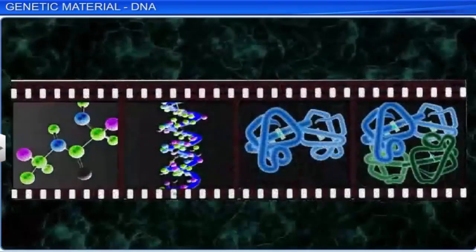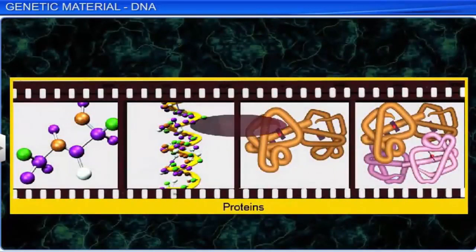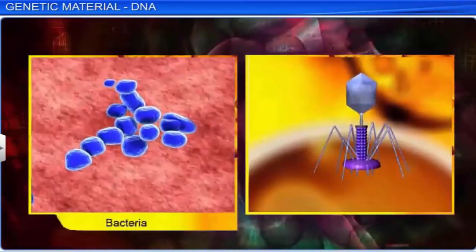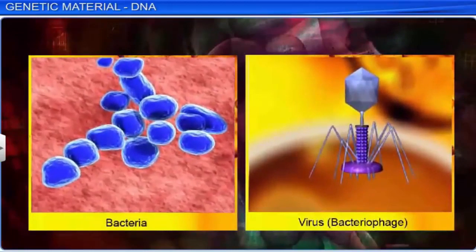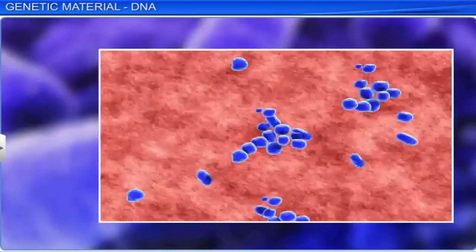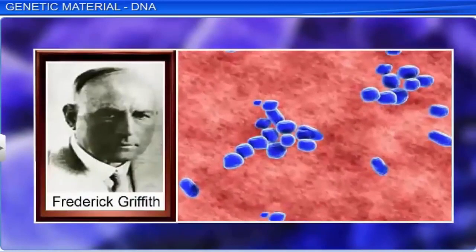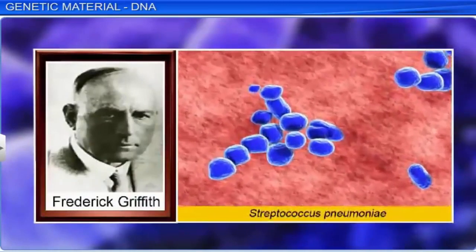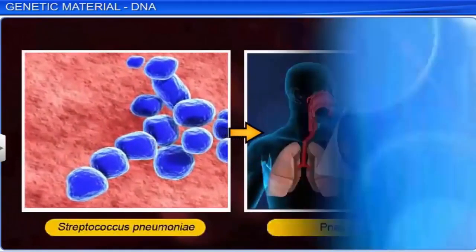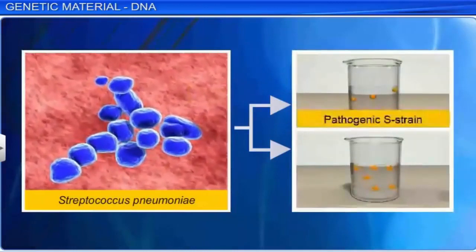In the past, it was believed that proteins were the genetic material. However, in time, through various experiments using bacteria and viruses, the truth about genetic material came to light. British bacteriologist Frederick Griffith was the first to conduct experiments with the bacteria Streptococcus pneumoniae that was responsible for causing the disease pneumonia. He worked with two types of bacteria strains, the pathogenic S strain and the non-pathogenic R strain.